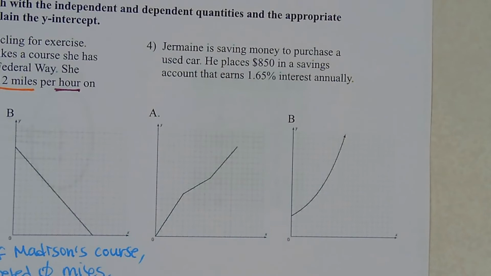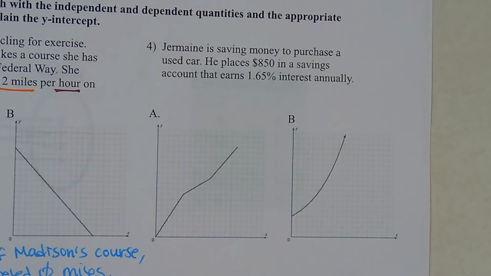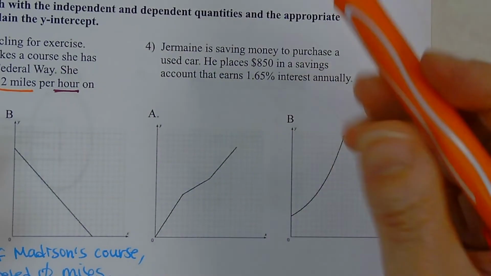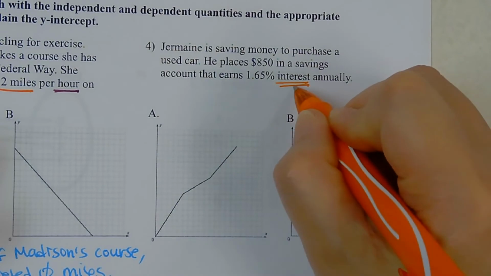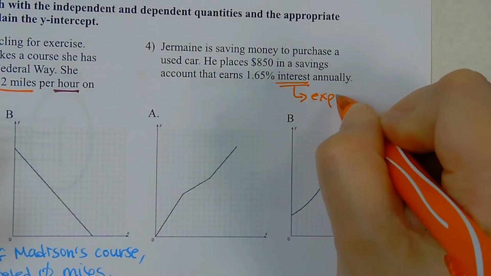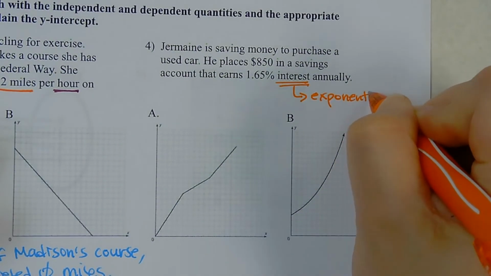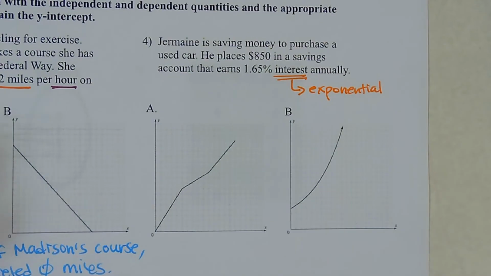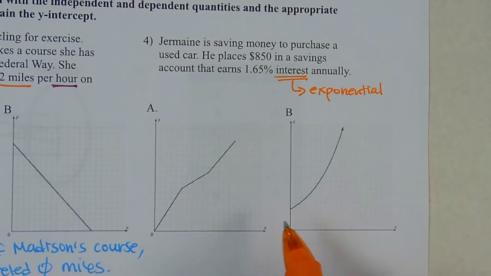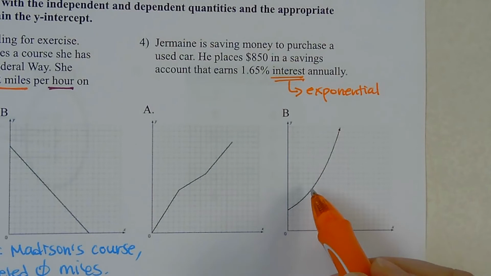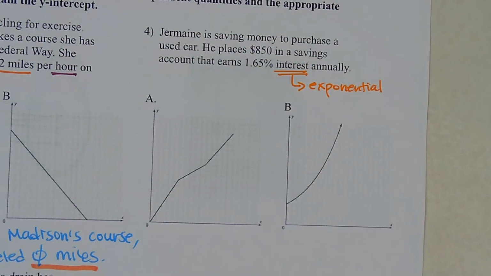So Jermaine is saving money to purchase a used car. He places $850 in a savings account that earns 1.65 interest annually. I will say anytime you see something about interest, you're thinking exponential. And remember in class we talked about an exponential graph. It's going to start slow and then go up faster and faster. That's what that's going to be like.